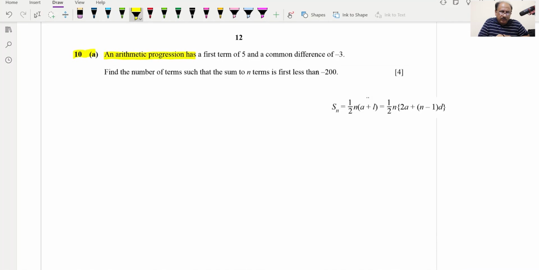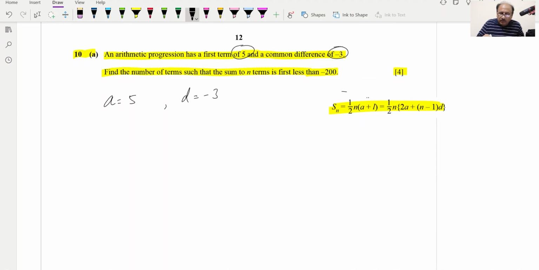Question number 10, A part. An arithmetic progression has a first term of 5 and a common difference of minus 3. Find the number of terms such that the sum to n terms is first less than minus 200. This is the Sn formula which we will be using. The a value is the first term, which is 5. So a is equal to 5, and the common difference is minus 3, so the d value is equal to minus 3.